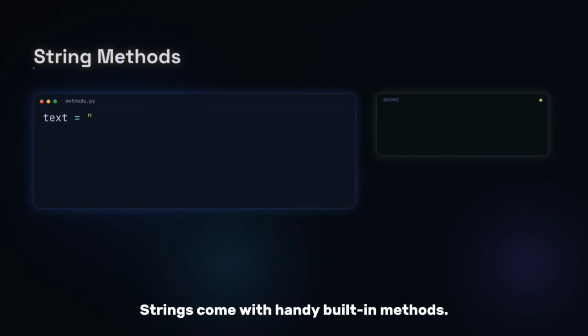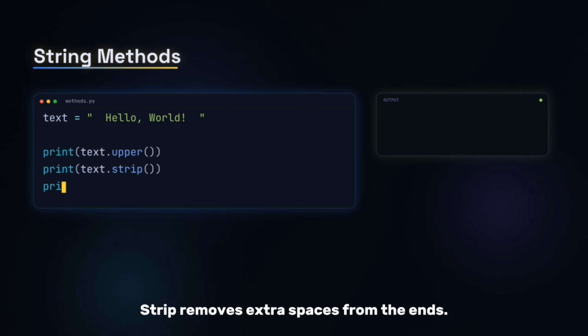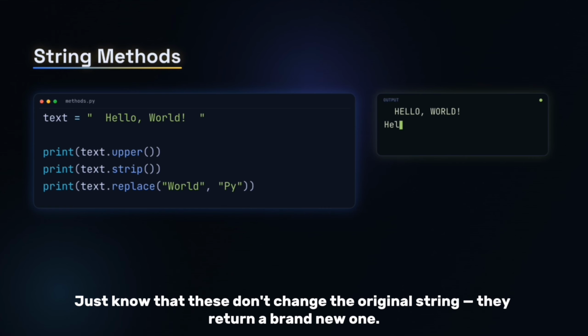Strings come with handy built-in methods. Upper and lower change the case. Strip removes extra spaces from the ends, and replace swaps one piece of text for another. Just know that these don't change the original string, they return a brand new one.